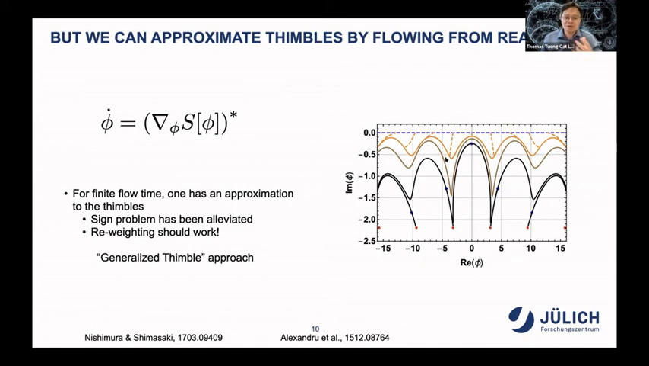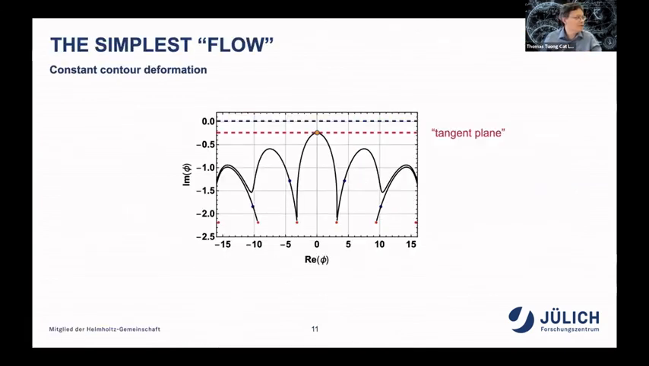But the goal here, again, is that using these flow equations and flowing, we can have a better approximation of the thimble. And hopefully, by having a better approximation, the sign problem has been alleviated, and hopefully alleviated enough such that reweighting can take over. Okay, and this is known as a generalized thimble approach. Many people have considered this in the past, and this is what we do as well. Okay. Of course, this raises the question, how does one, oh, sorry, I jumped ahead.